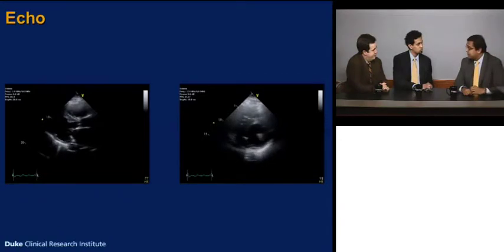Some people would argue going to heart catheterization. We are fairly robust with cardiac MRI. Not every center is. How do you decide? There's a menu of tests we could do.